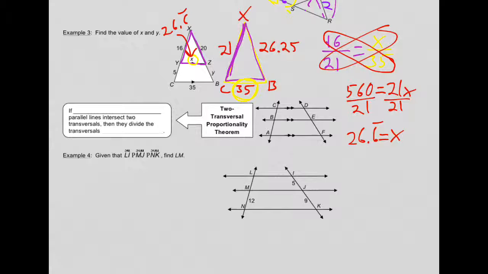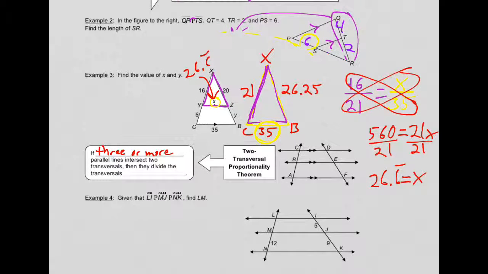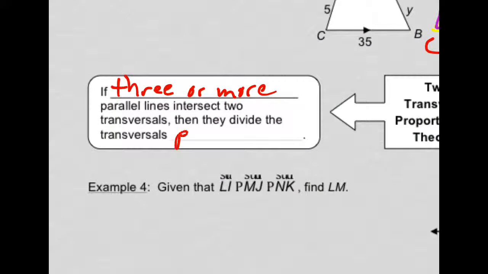So let's take a look at the two transversal proportionality theorem. That is displayed by this guy right here. Well, how many parallel lines do we have in this? If 3 or more parallel lines intersect two transversals, and remember, a transversal is basically just a line, these two transversals right here, then they divide those transversals proportionally.